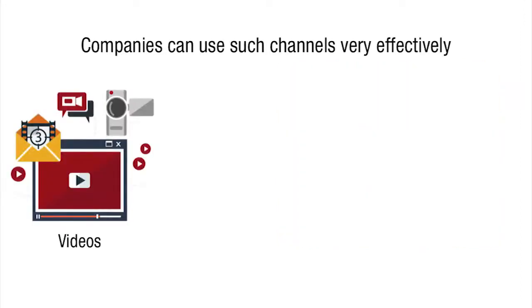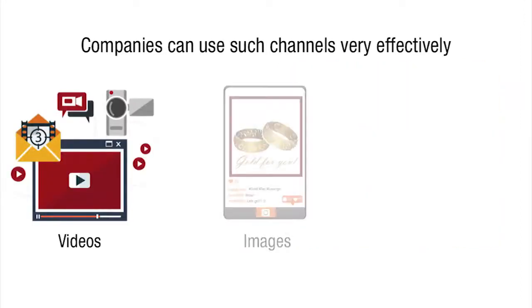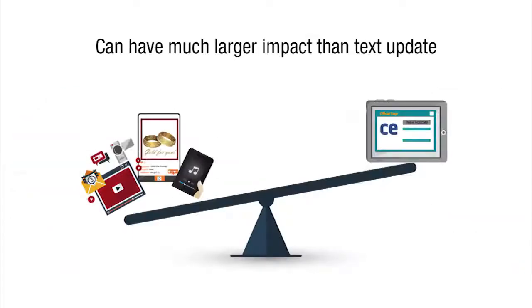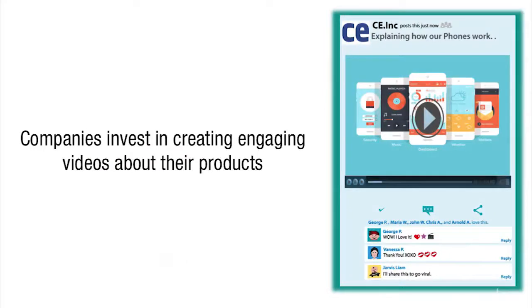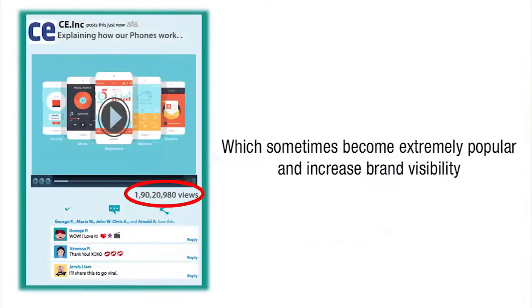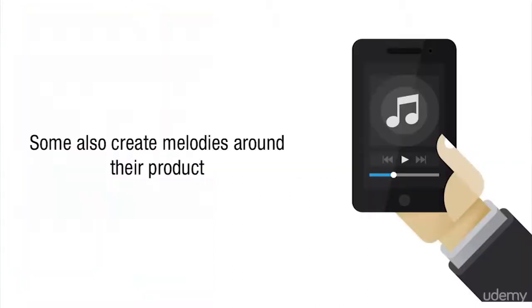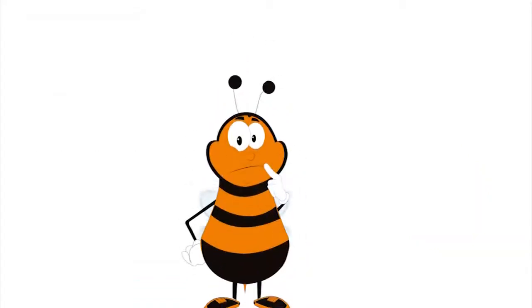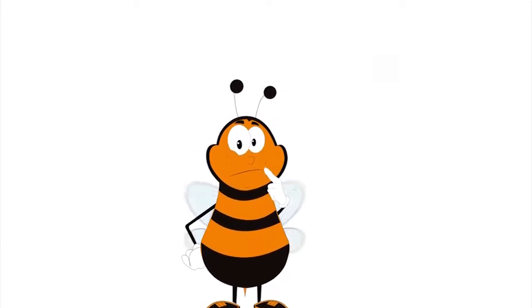Companies can use such channels very effectively, as videos, images, and audio can have a much larger impact on the target market than text updates. Many companies invest in creating engaging and interesting videos about their products, which sometimes become extremely popular and drastically increase brand visibility. Some also create melodies around their product, which can become as popular as songs in their own right or as ringtones for mobile phones. Can you think of an example for this concept?